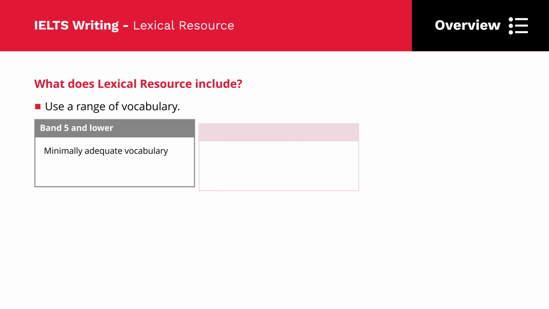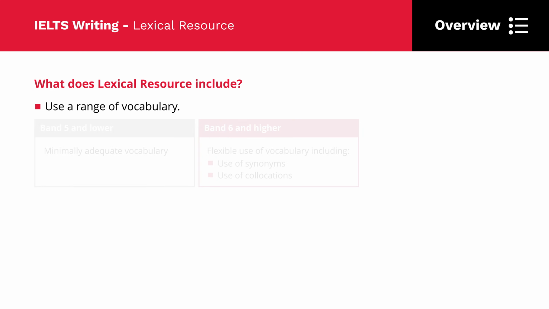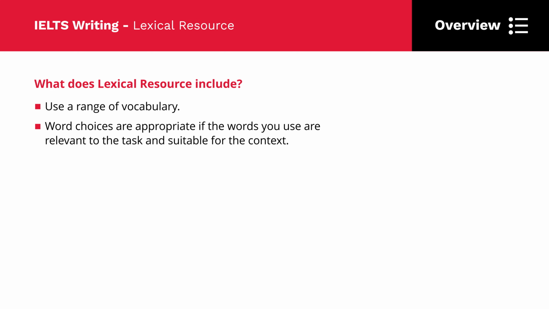For higher bands, examiners are looking for flexible use of vocabulary. This means that you can demonstrate a wide vocabulary, including using synonyms and collocations. Collocation means phrases containing words that are often used together. For example, crime and punishment, or global warming. The words you use should also be appropriate, which means they need to be relevant for the topic and suitable for the context in which they're used.